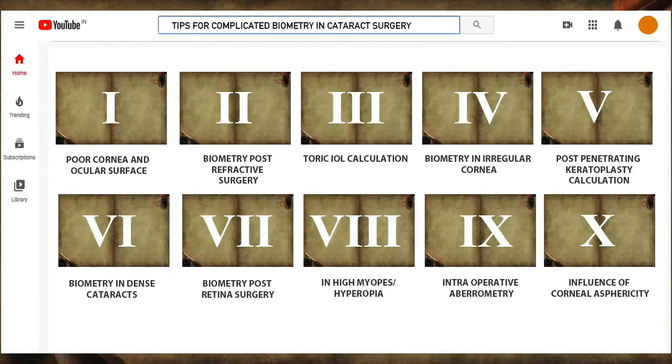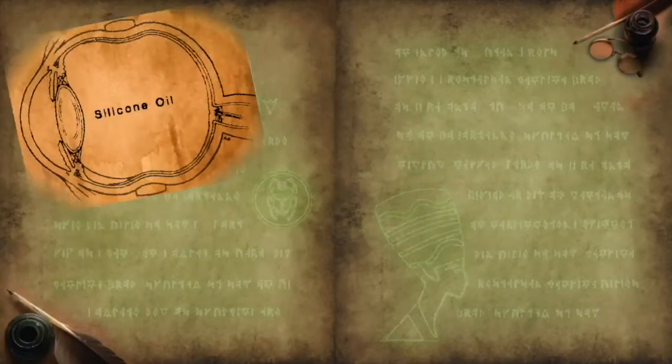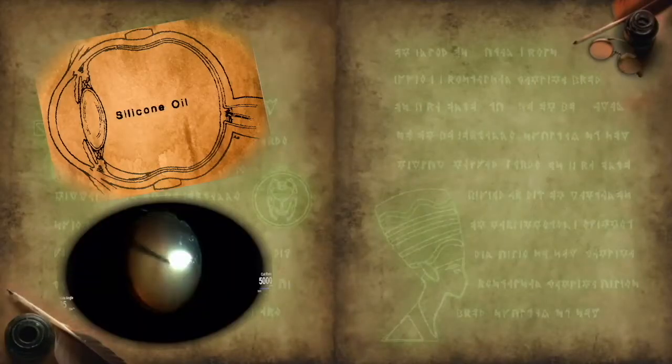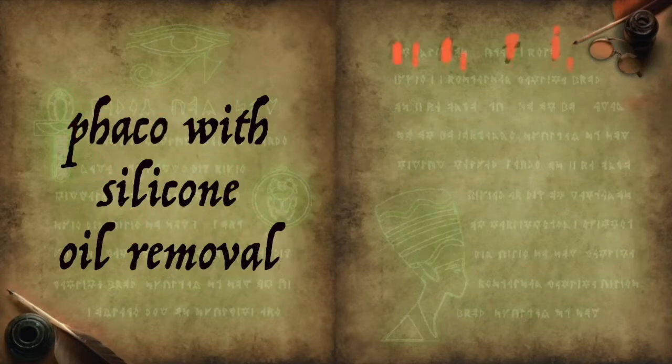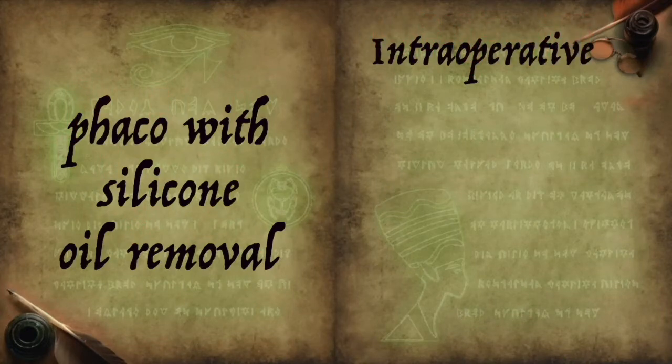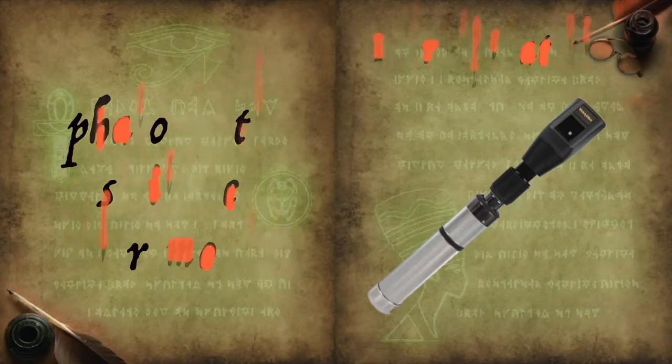The next scenario is biometry post retina surgery. In situations like silicone oil filled eye or combined phaco-vitrectomy, consider using optical biometry with 2/3 of axial length. However, in cases of phaco with silicone oil removal, intraoperative retinoscopy is a must.